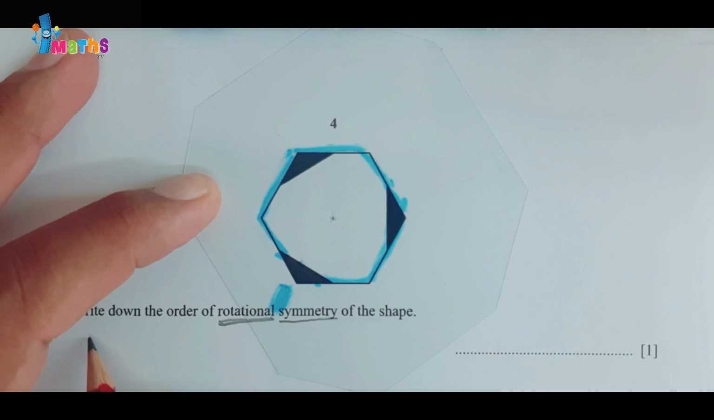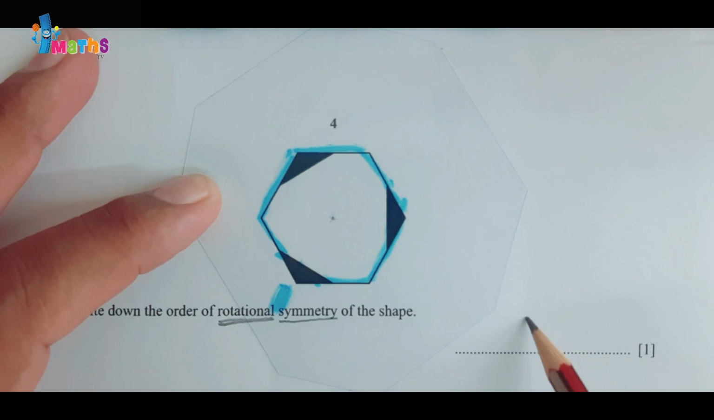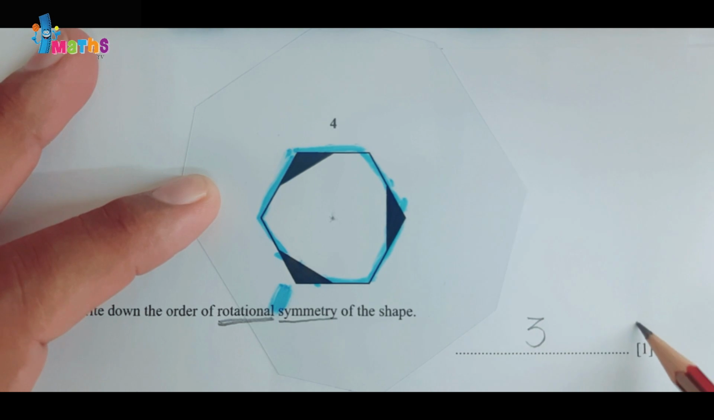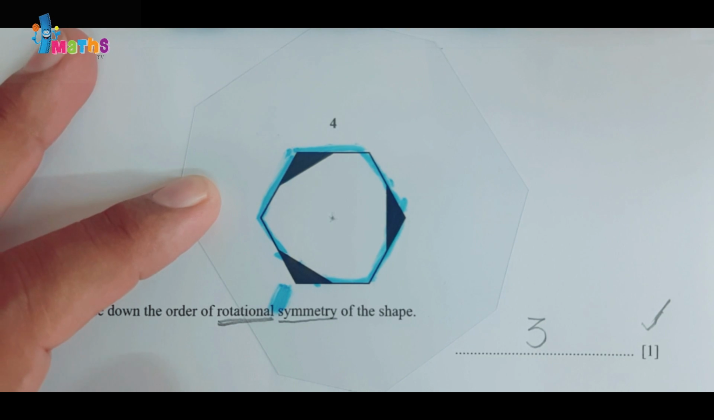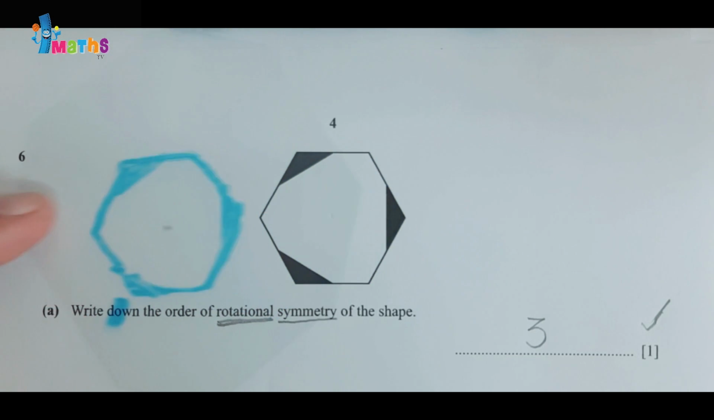So we can say that rotational symmetry of the shape is of order 3. So we can write here very confidently. So this is 1 mark question which we have properly explained and done. Hopefully you will understand this question better.